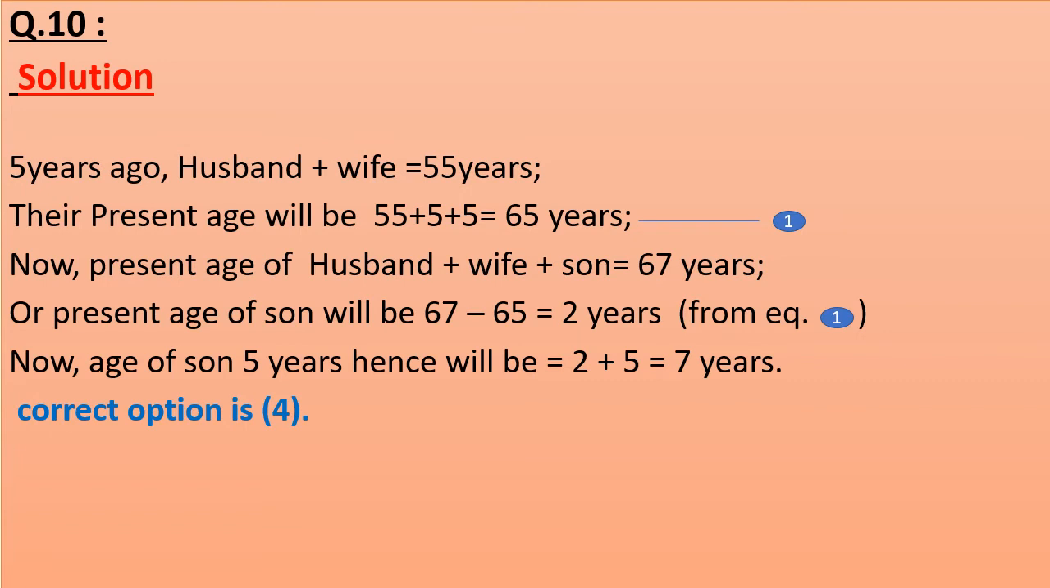Now 5 years ago husband plus wife was 55 years. Now their present age will be 55 plus 5 equals 65 years. Now present age of husband plus wife plus son is 67 years, given. So present age of son will be 67 minus 65 equals 2 years from equation 1. Now age of son 5 years hence will be 2 plus 5 equals 7 years. So correct option is 4.